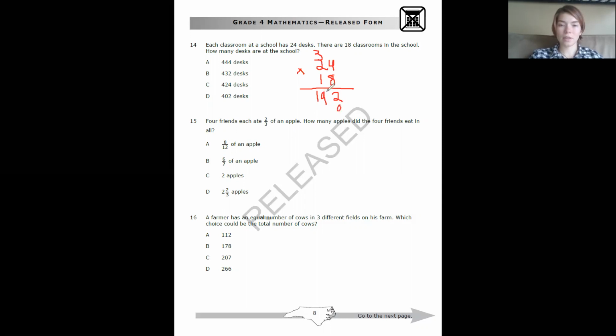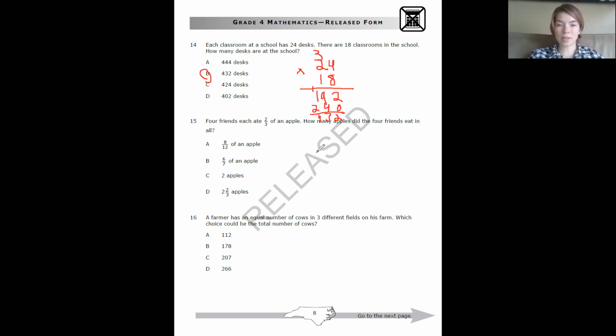Put a 0 here. 1 times 4 is 4. 1 times 2 is 2. 2 plus 0 is 2. 9 plus 4 is 13. Put down a 3. Carry the 1. 2 plus 1 is 3. 3 plus 1 is 4. And we get 432 desks.